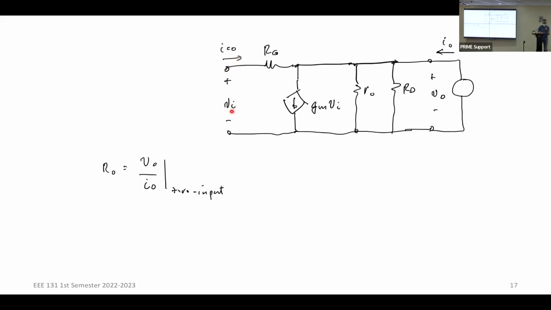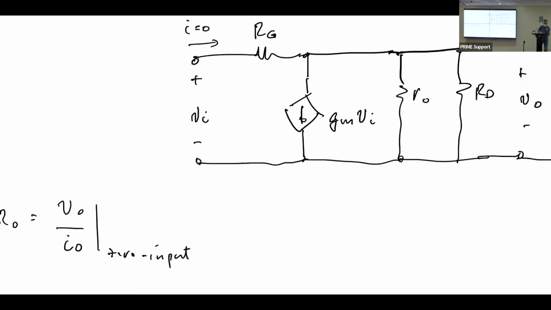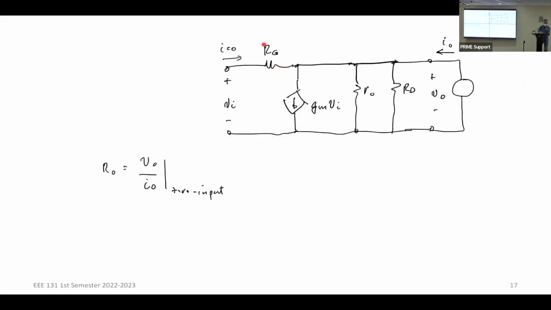Kung open circuit ito, then that means that there is no voltage drop across your gate resistor. There's no voltage drop here. And therefore, the voltage at this node is also equal to V's of I. You follow? Kasi zero yung current, so wala kang voltage dito. Therefore, the voltage here will also be equal to V sub I.